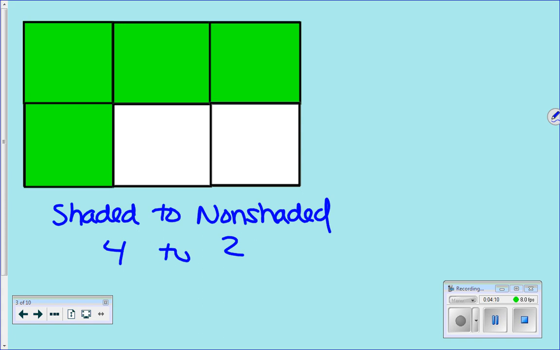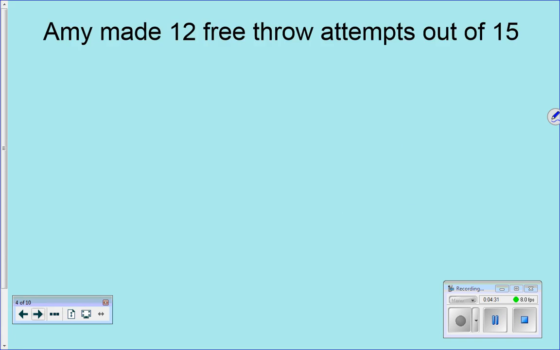Yep, so 2 to 6, which would be 1, 2, 3. Yep, very good. What about my ratio of, I don't know, shaded to the whole picture? 4 to 6? 2 to 3. Okay, is everybody understanding how to do this today? Okay, very good.